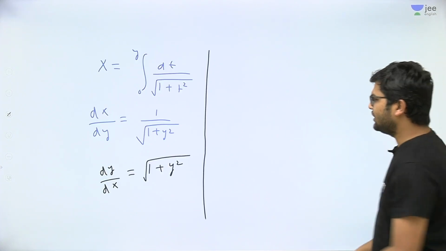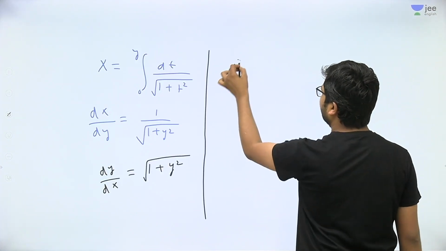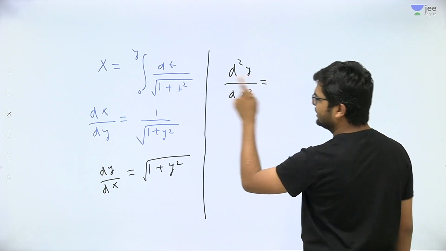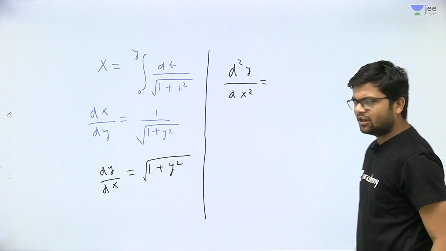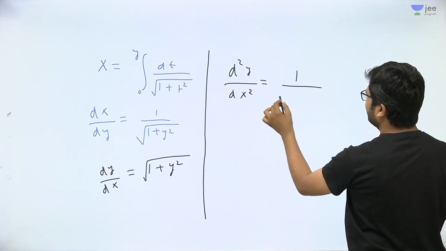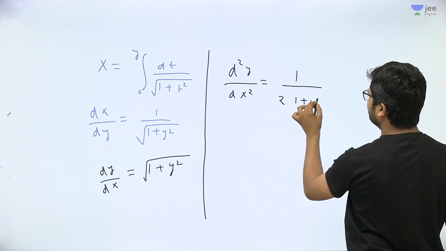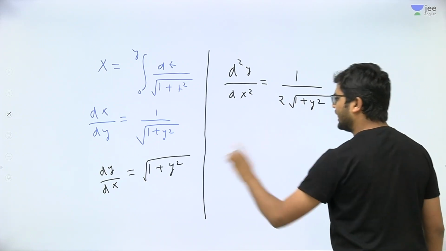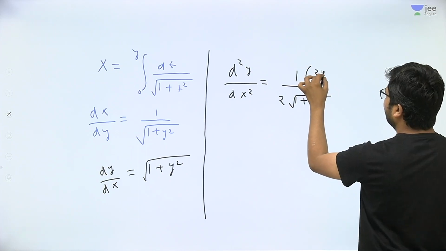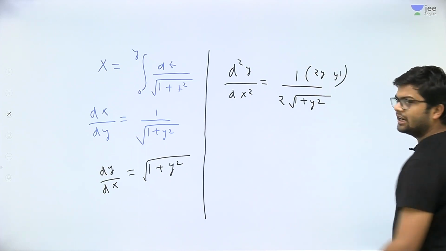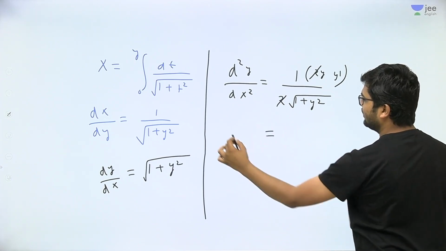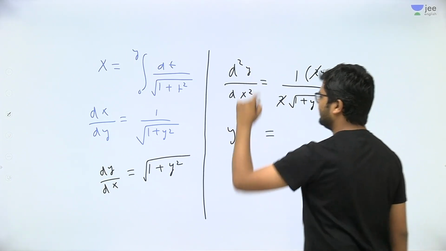So further differentiate it. d²y/dx² means we are differentiating with respect to x again. That can be written as the derivative of the root, which will come out to be 1 upon 2 square root of 1 plus y², then the derivative of the argument will be 2y into y dash. I hope everybody is okay with that. Now 2 and 2 cancel, so y double dash can be written as y double dash.